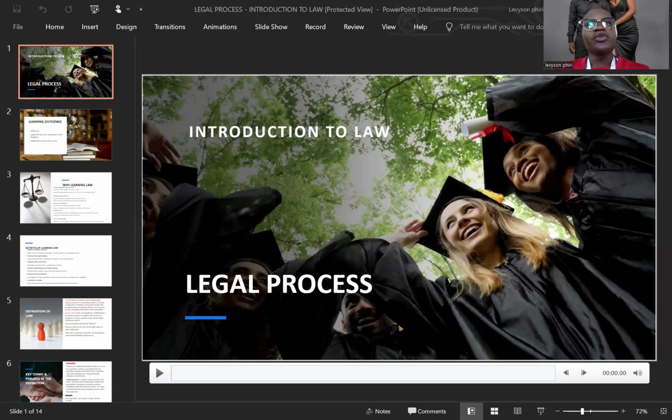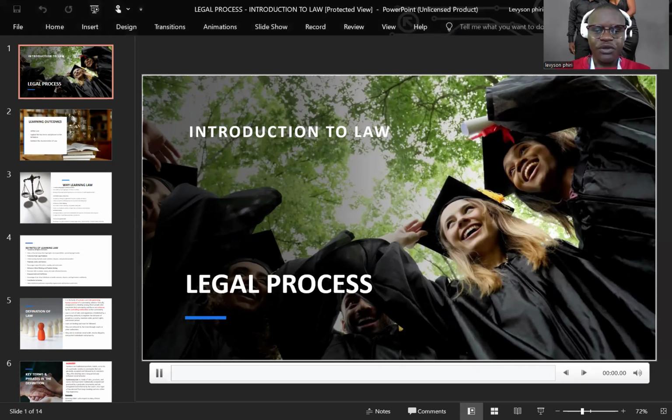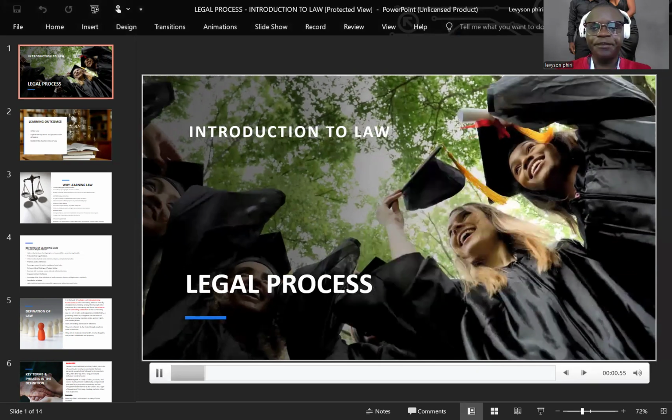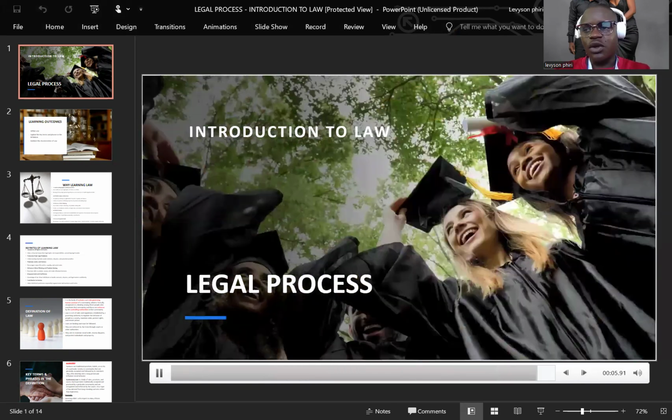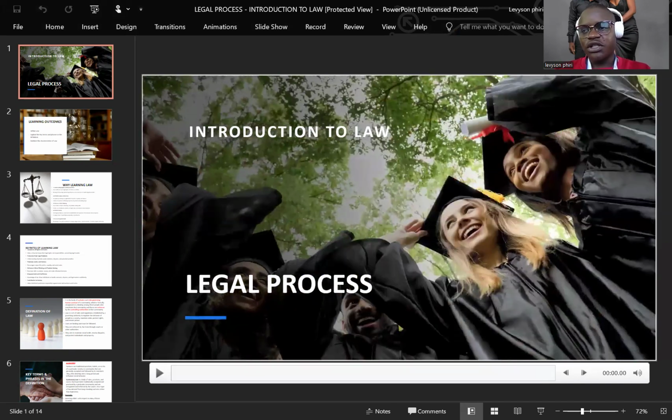Today we are going to look at legal process and introduction to law. So that's what we are going to look at today. What is law and what do we understand by the term law?